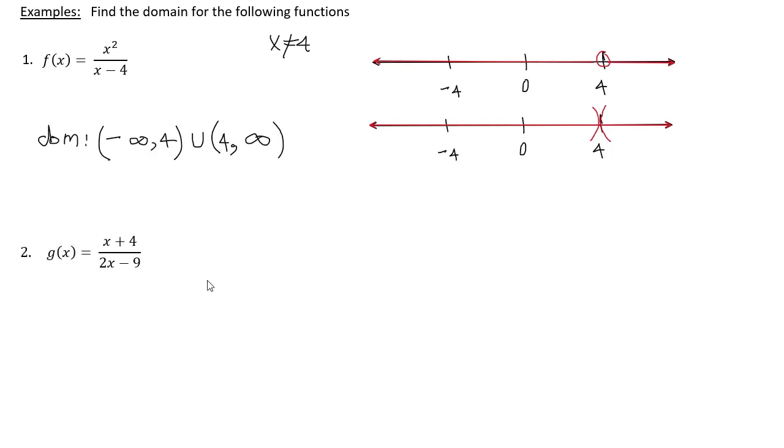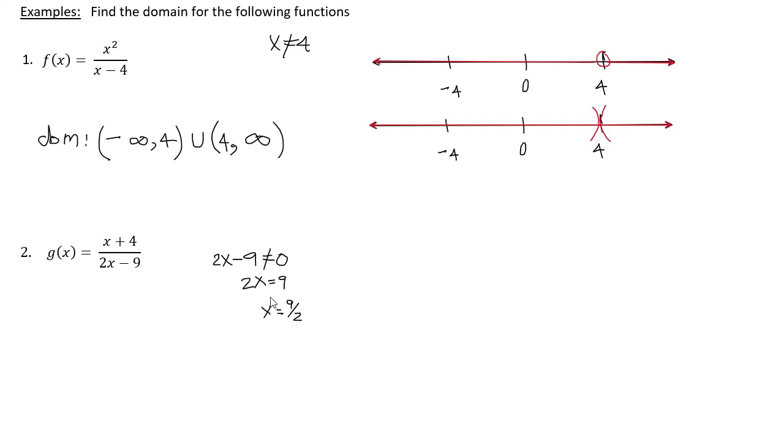So problem 2, we want to find the domain for g of x equals x plus 4 in the numerator and 2x minus 9 in the denominator. Very similar to the problem we just did. We can't have a 0 in the denominator, so 2x minus 9 equals 0 will result in 2x equals 9, x equals 9 halves. I don't typically change things to decimals unless I am asked to do so, so I'm going to leave that as 9 halves.